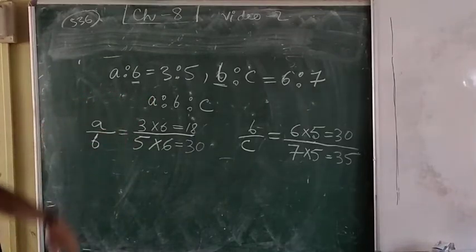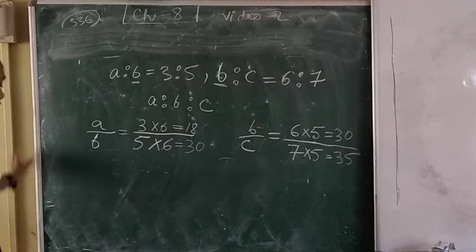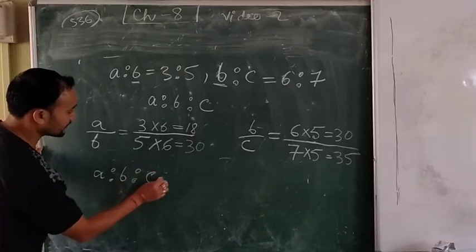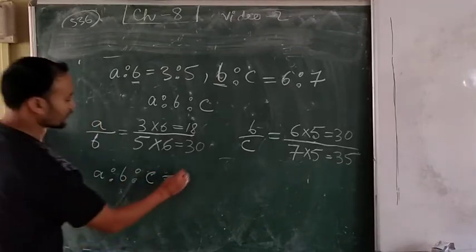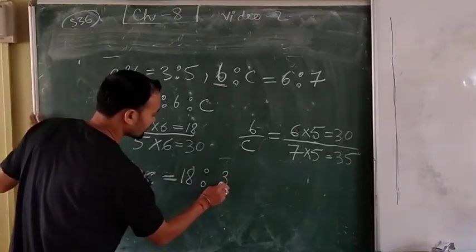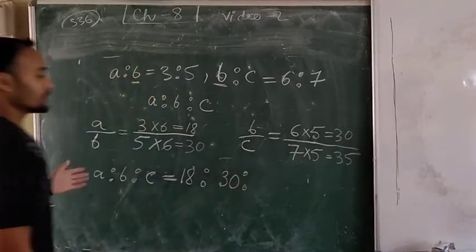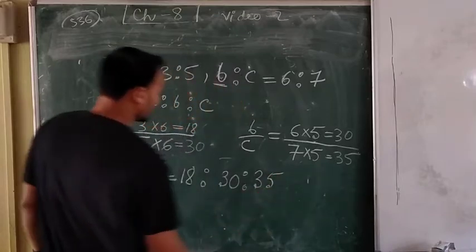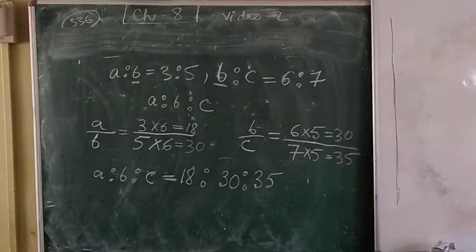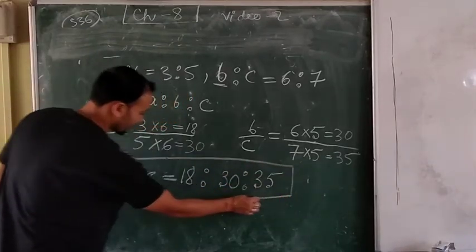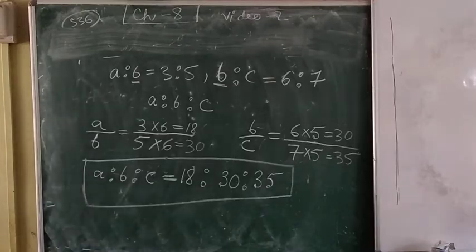So now we can write the ratio of A is to B is to C. Therefore A is to B is to C is equal to how much? A is holding the value of 18, B is holding the value of 30 in both, and C is holding the value of 35. Yes, this is our new ratio. Fine. Such types of questions are very much important. Okay? You should know all this. Fine.